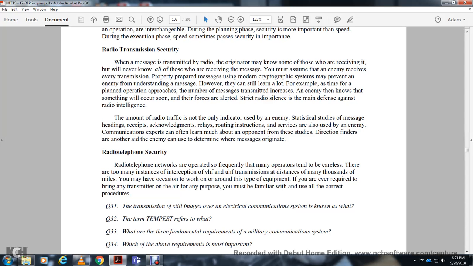Radio telephone security. Radio networks are operated frequently, and the operators tend to be careless. Therefore, there are many instances of interception of very high frequency and ultra high frequency transmissions over distances of many thousand miles. You may have occasion to work around these types of equipment.